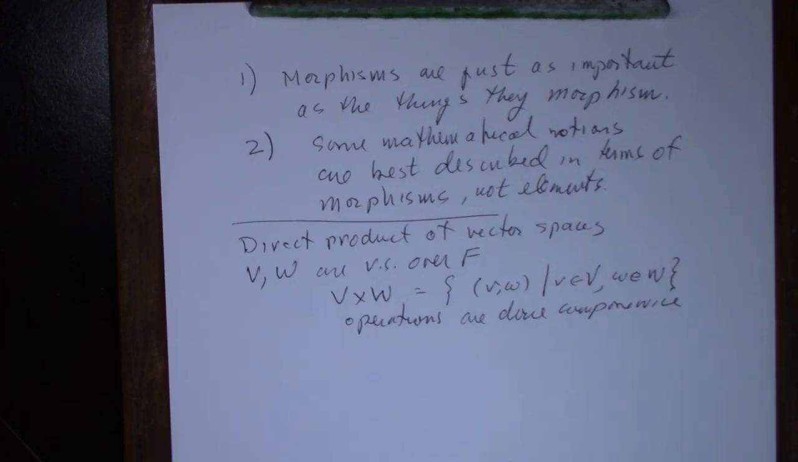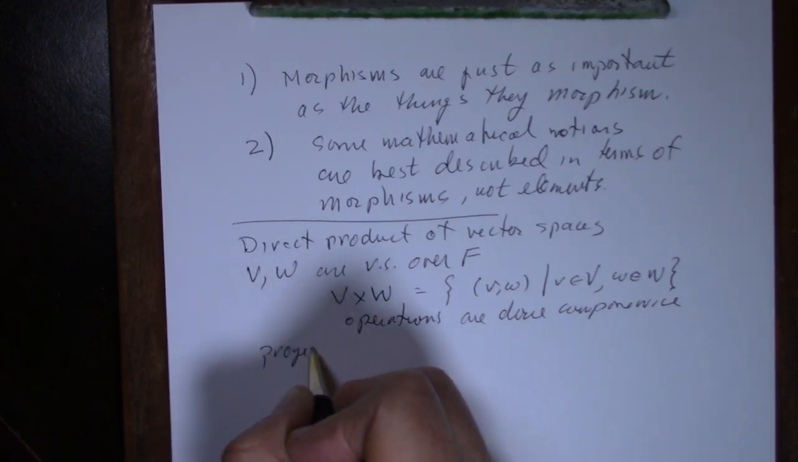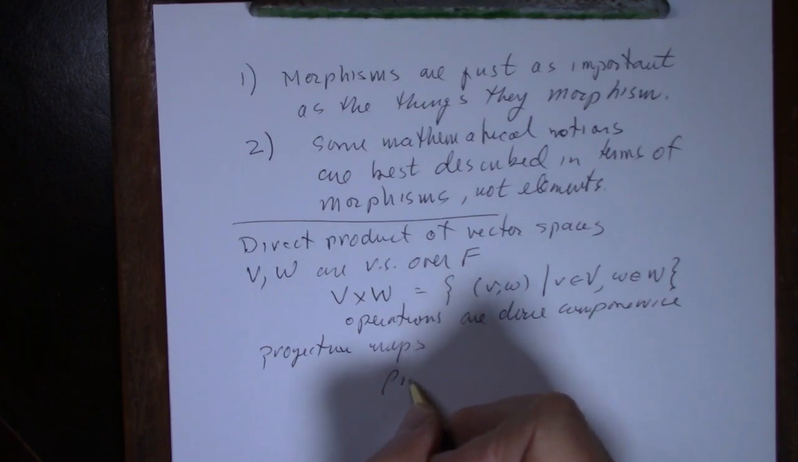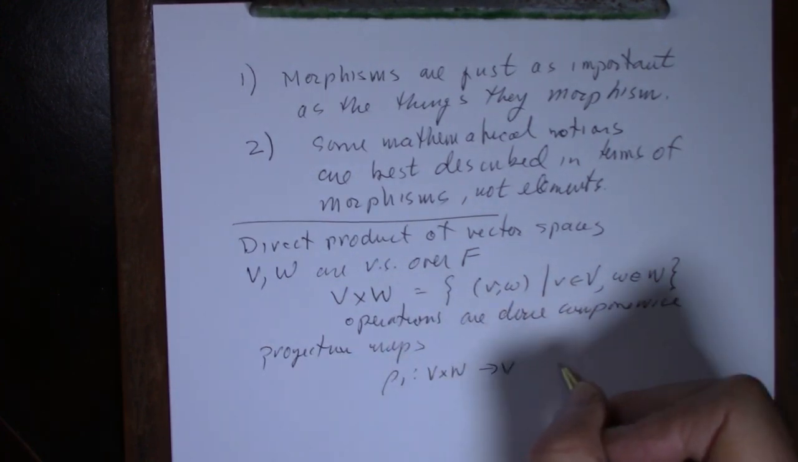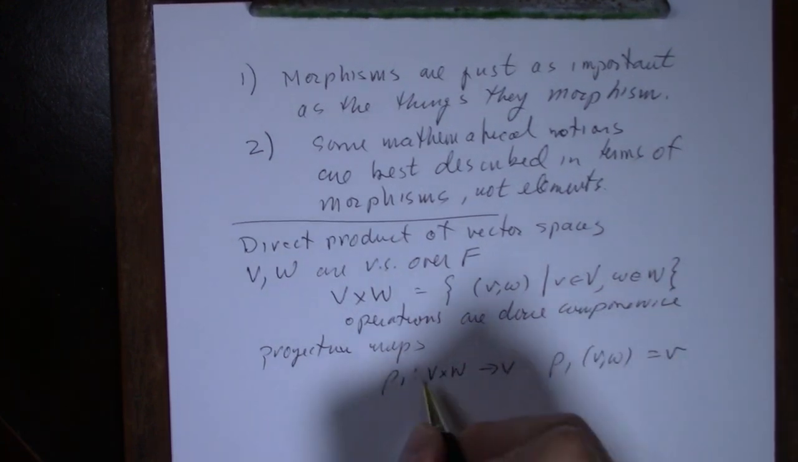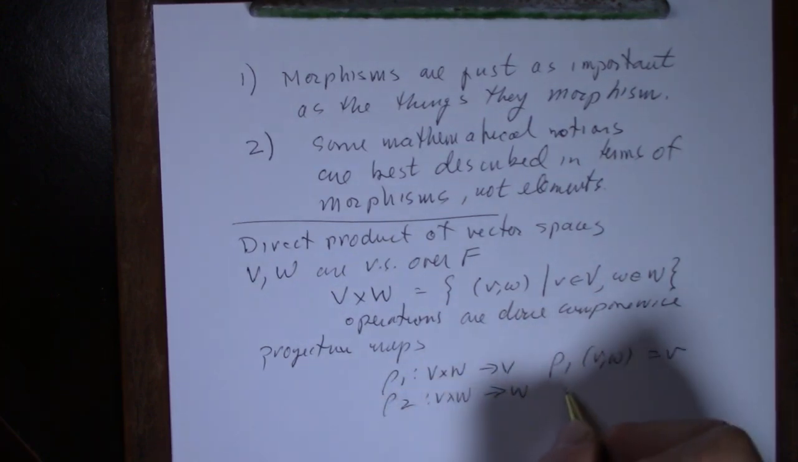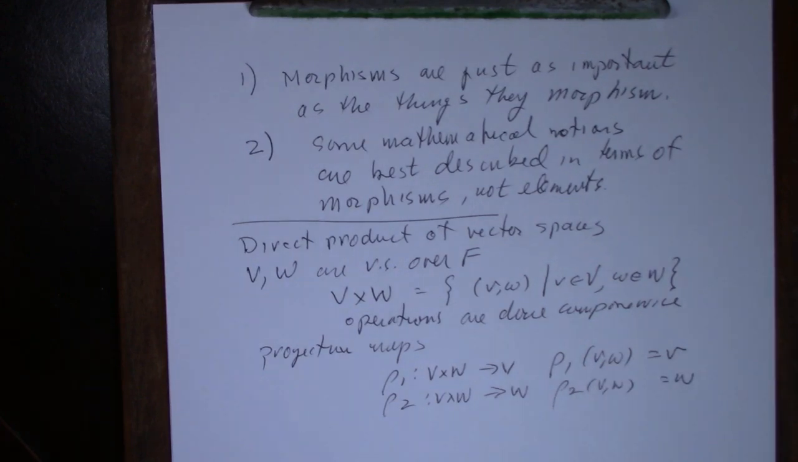After this definition is given, typically, sometime after, maybe quite a bit after, one defines the projection maps. Row 1, which sends V cross W to V. So row 1 of little VW is V. And row 2. V cross W is sent to W. Row 2 of VW is W. Okay?